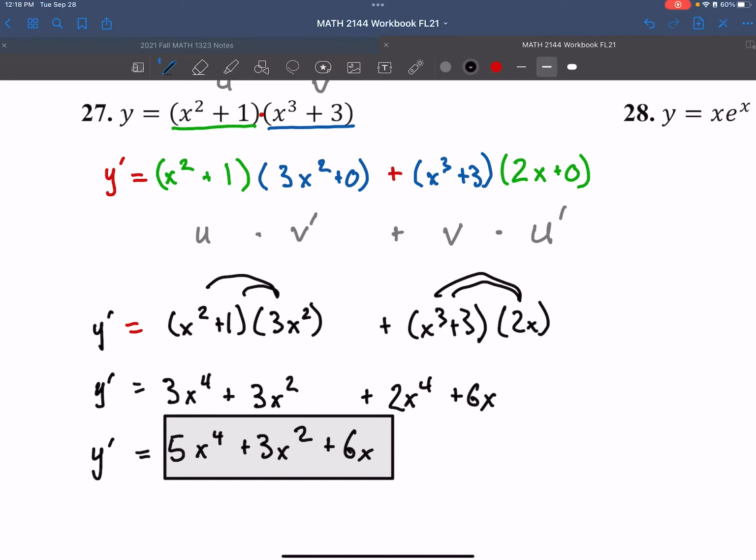So a little bit lengthy, but that is how the product rule plays out. Does anyone have any questions on 27?